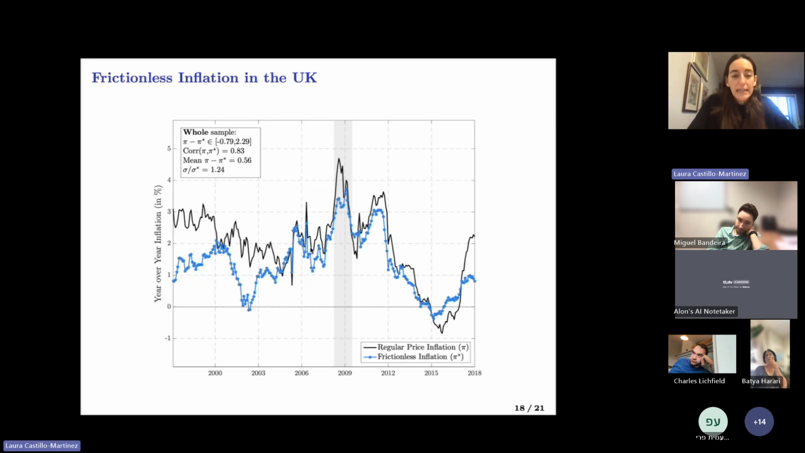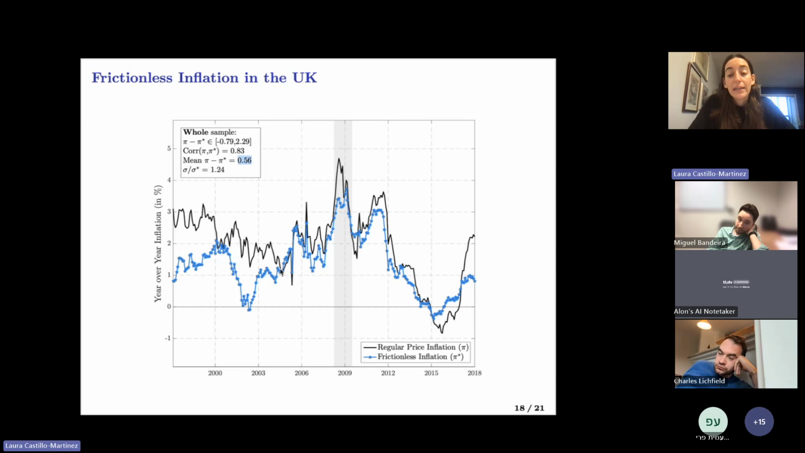What do we find out? We find out that the gap between the two ranges between negative 0.79% and 2.29%. So sometimes it's up, sometimes it's down. The average is 56%. Both measures are highly correlated, but not perfectly correlated. The correlation is something like 0.83. We compare the volatility of the two measures, and as we were describing, it turns out that frictionless inflation is smoother than actual inflation, so that this relative measure is 1.24%.